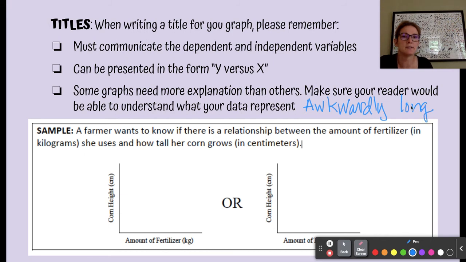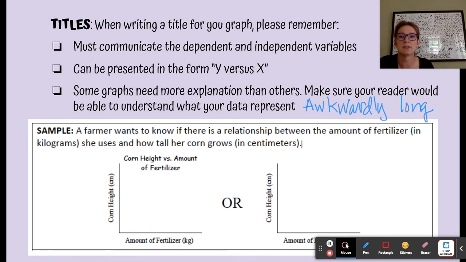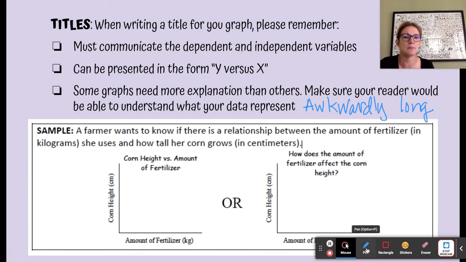So lots of words. An example here: a simple title for this graph would be corn height versus amount of fertilizer. That does the job, it says what's on the graph, but I might argue that it's a little bit too short, too concise. So here's another option. How does the amount of fertilizer affect the corn height? You can see it's in the form of a question. But this title actually gives us more information because it tells us what the question we were trying to answer was. So we were changing the amount of fertilizer to see how it changed the height of the corn.